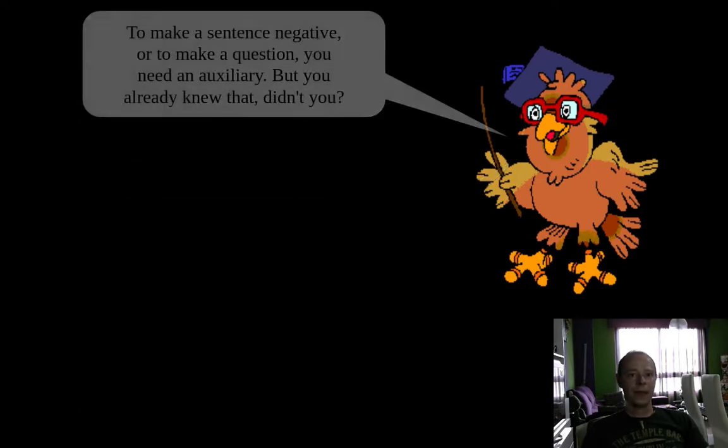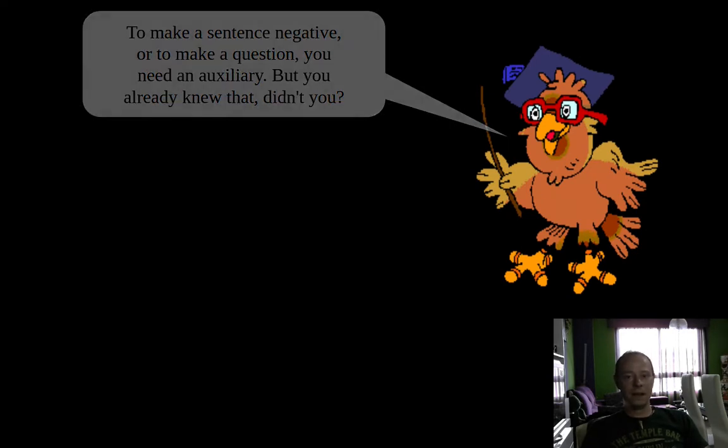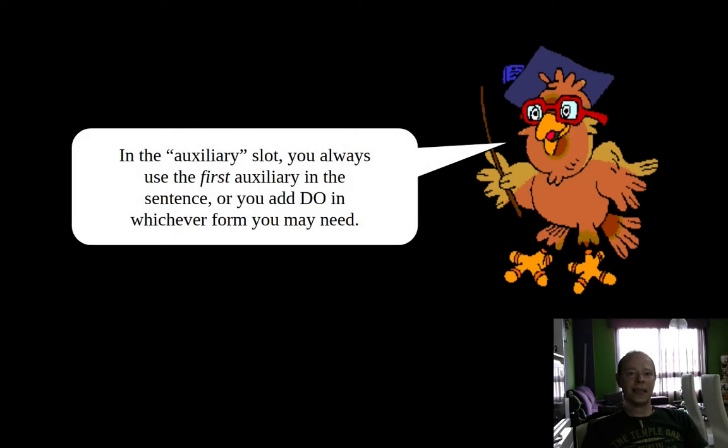Okay. Now, to make a sentence negative or to make a question, you need an auxiliary. But you already knew that, didn't you? If there is one in the auxiliary slot, you always use the first auxiliary in the sentence, or you add do in whichever form you may need. Like in, do you play football? Did you play football yesterday? Have you been playing football?